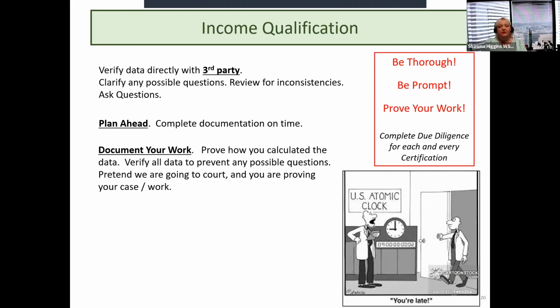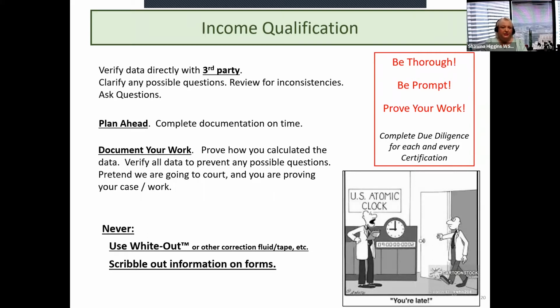You want to complete your due diligence for each and every certification. And please never use whiteout or any other correction fluid to cover up any answer that wasn't supposed to be there. You don't want to scribble it out either. Just one line and the resident's initials next to it would be great.